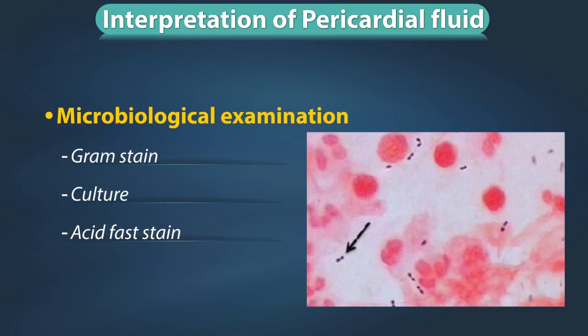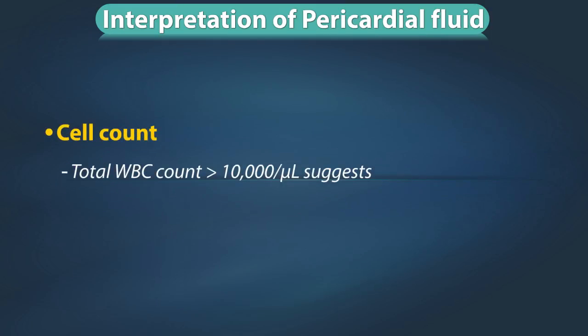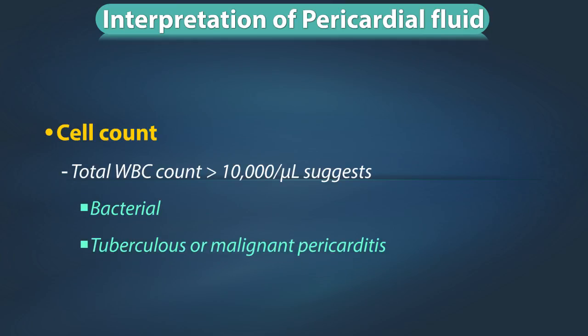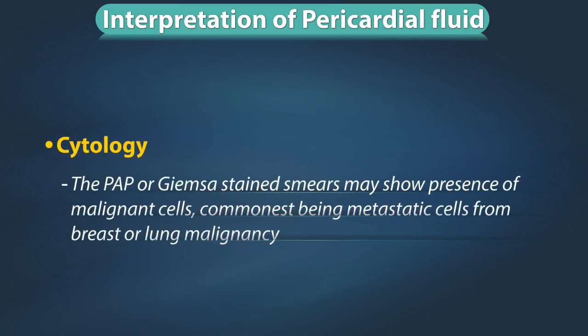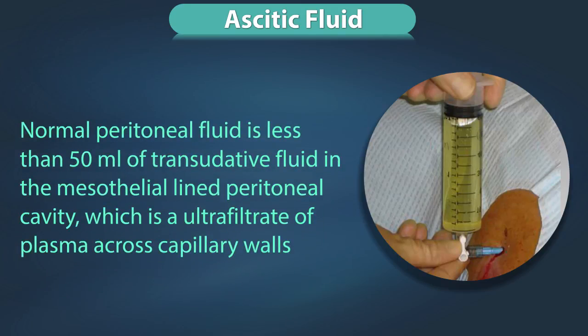Acid fast stain may be positive in up to 50% of cases of tubercular pericarditis. Cell count: a total white blood cell count of more than 10,000 per microliter suggests bacterial, tuberculous, or malignant pericarditis. Cytology: the PAP or Giemsa stained smears may show the presence of malignant cells, the commonest being metastatic cells from breast or lung malignancy.